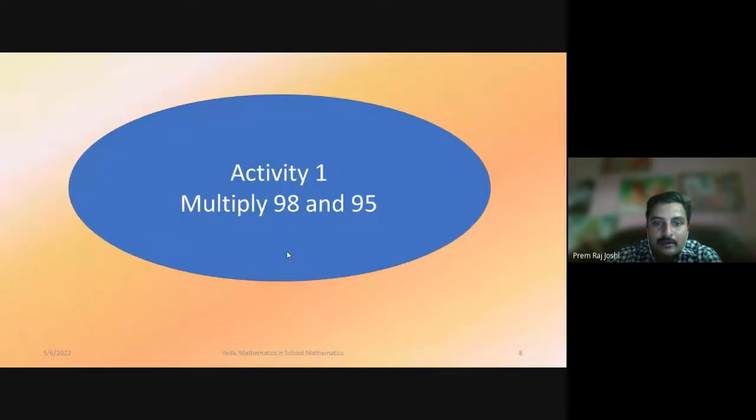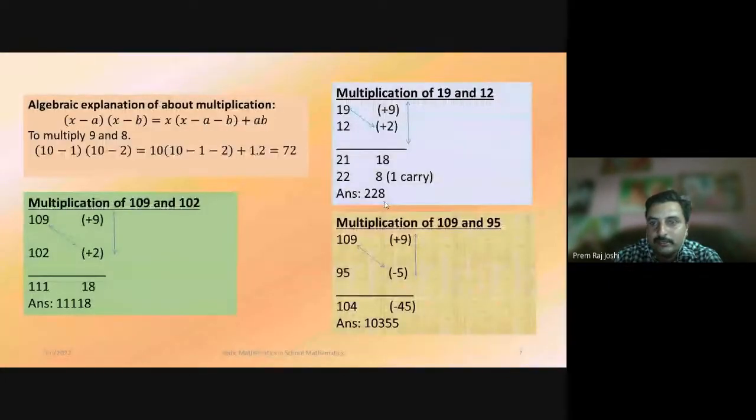Now I have just one activity for you. I just motivate you to participate in this activity and multiply these two numbers using this method, and write your answer in the chat box by using this method, not the conventional method. 98 and 95. I can show this method here as well.